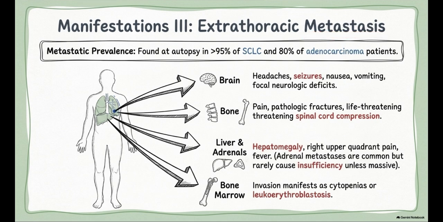These cells travel from the primary lung site to invade distant, healthy organs throughout the body. This metastatic spread is overwhelming. It is found at autopsy in over 95% of small cell lung cancer patients. It is found in 80% of adenocarcinoma patients.